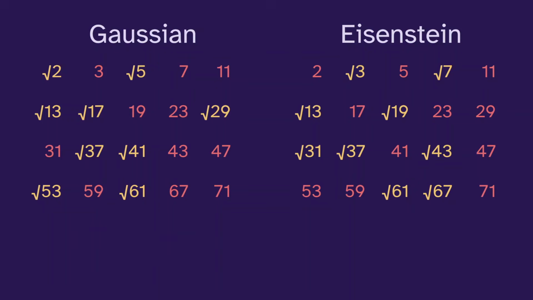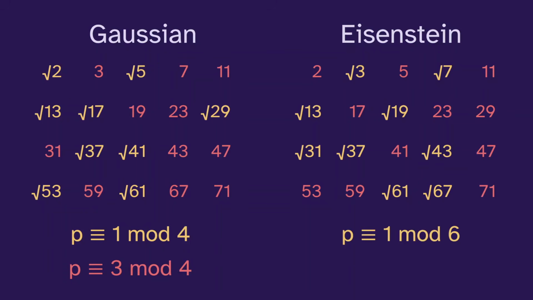For the Gaussian primes, we get a root for any prime that's 1 more than a multiple of 4. So 5 is 1 more than 4, 13 is 1 more than 12, 17 is 1 more than 16, and we denote that as p is congruent to 1 mod 4. And so the primes without a root are congruent to 3 mod 4. And we see something very similar with the Eisenstein primes. We get a root when p is congruent to 1 mod 6, and no root when it's congruent to 5 mod 6.